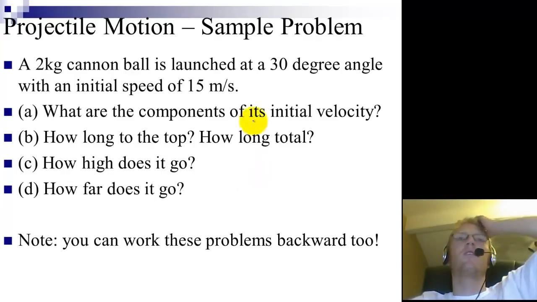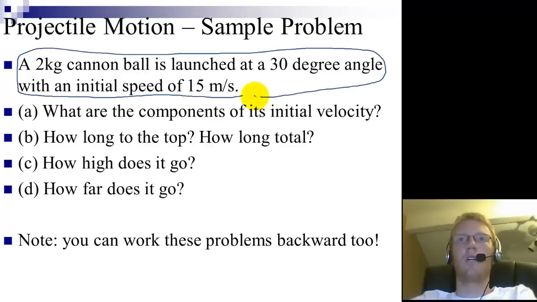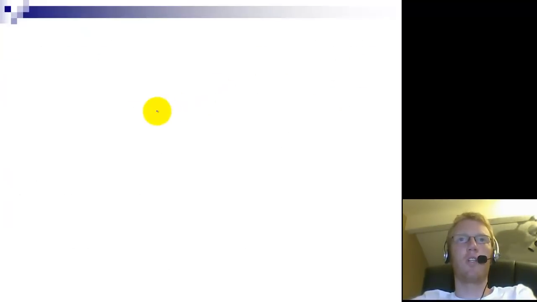Okay, so here's a sample problem that we're going to solve. It's a lot of steps, but each of the steps hopefully is something you've done before because you're using the same techniques that we did in Chapter 3. A 2-kilogram cannonball is launched at a 30-degree angle with an initial speed of 15 meters per second. So right there, before you do anything else, you want to draw a little sketch. 30-degree angle, 15 meters per second.